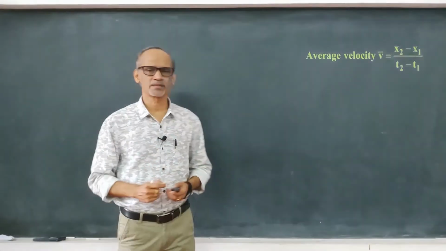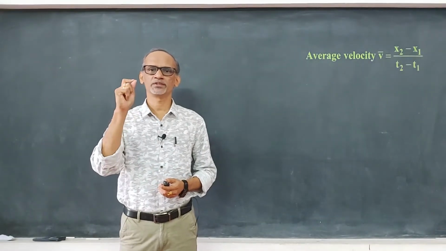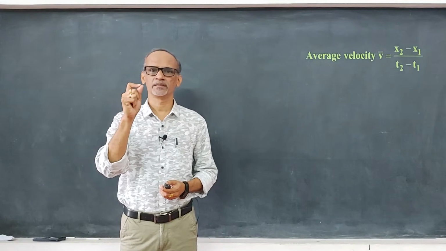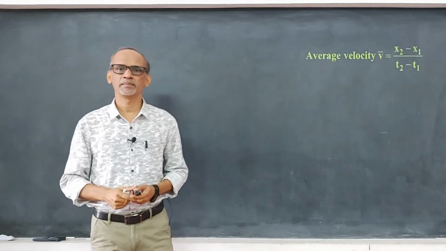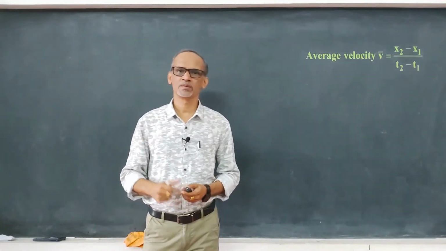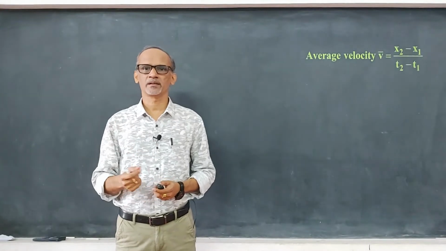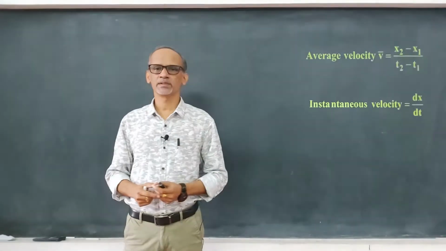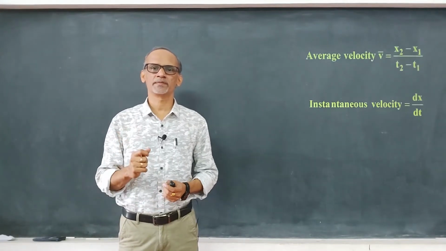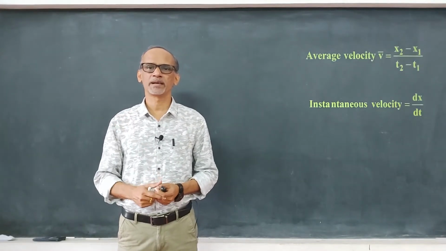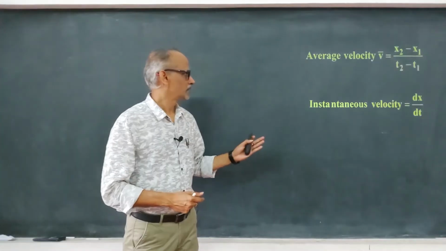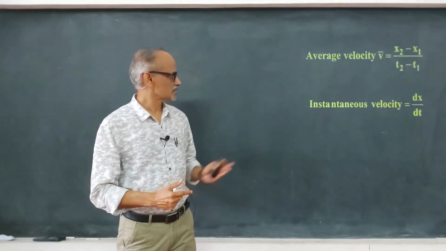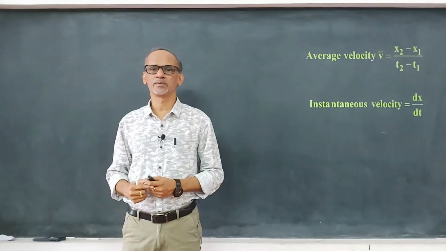Where what is x1 and x2? x1 is the initial position of the particle at the instant of time t1. What is x2? The position of the same particle after time t2. We can even measure instantaneous velocity, the velocity of a particle at a particular instant of time, which is given by v is equal to dx by dt.